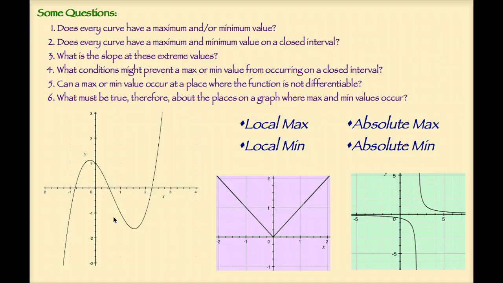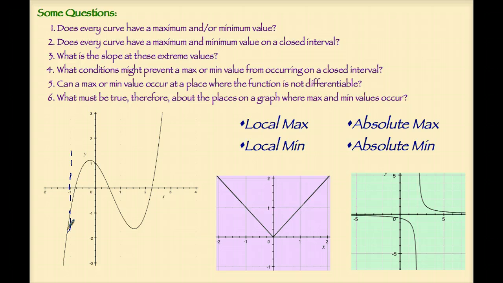This is a great curve to look at to answer this question. There is no closed interval here, and the function is tending toward positive infinity and negative infinity at its end behaviors. And because of that, there is no absolute max or min value on this curve. We could say that in this region there is a local max, or in this region there is a local min, or we could narrow it down to a closed interval.